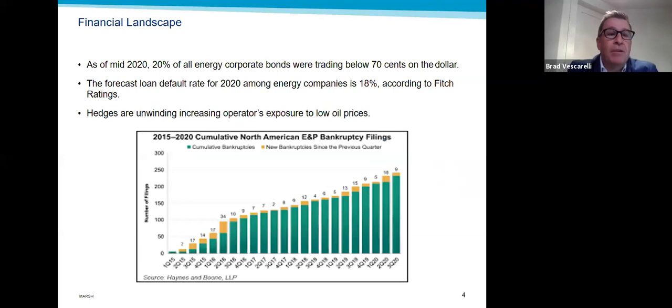Just some stats as well, which put things in perspective. As of mid-2020, 20% of all energy corporate bonds were trading below 70 cents on the dollar. The forecast loan default rate for 2020 among energy companies was 18%, according to Fitch Ratings. And as we all know, for many of the companies that were fortunate enough to have hedges in place, those are starting to unwind. As such, it's increasing operators' exposure to low oil prices.